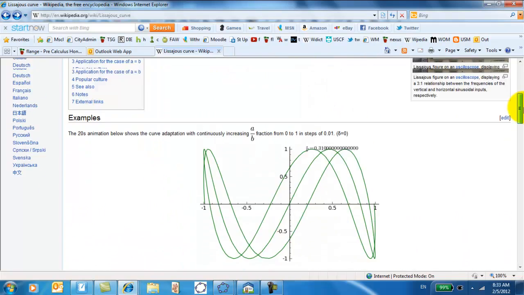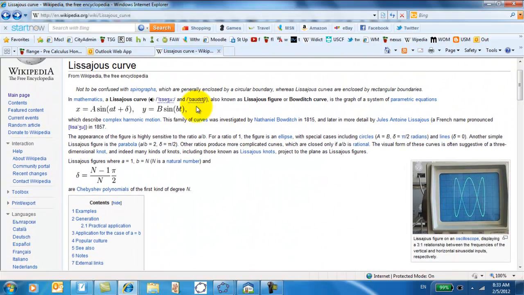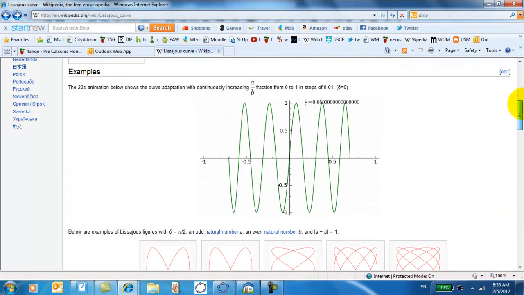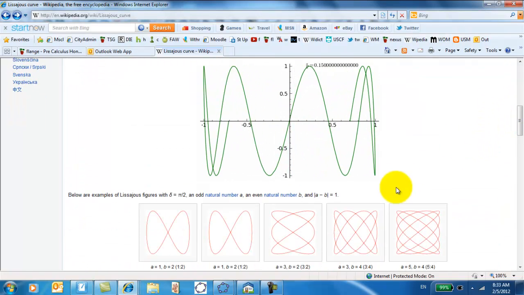And Lissajous curves in general are when you have parametric equations with sine and cosine. Or here, it says sine of t plus delta, but then you can see how that could become a cosine. So, okay, all right. And we'll end there with our Lissajous curves.